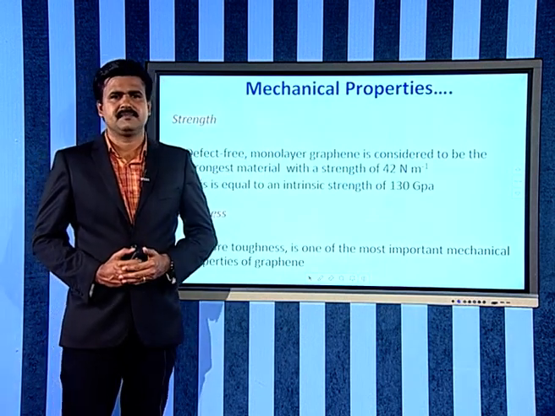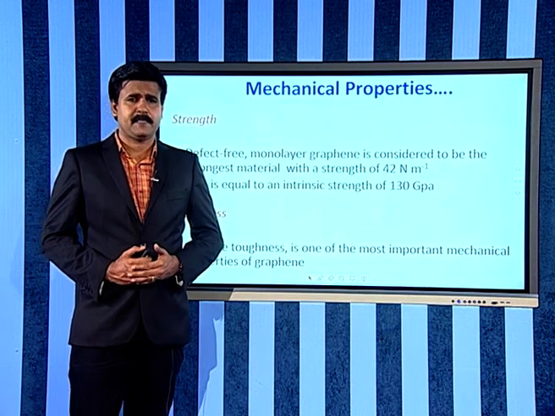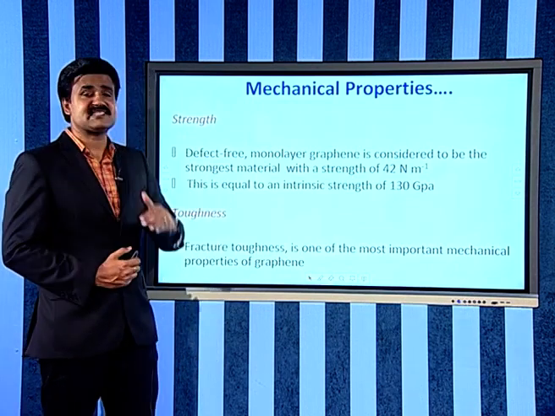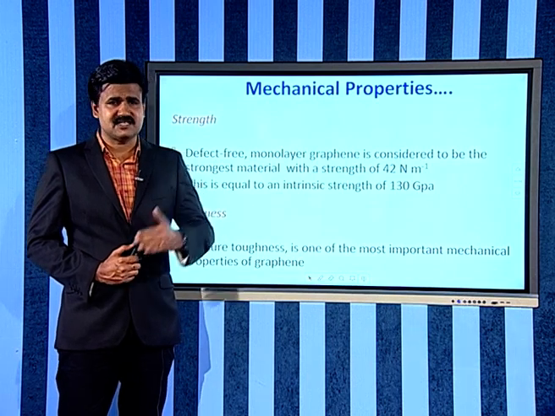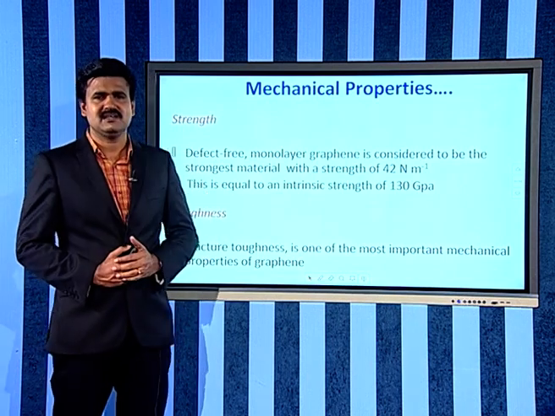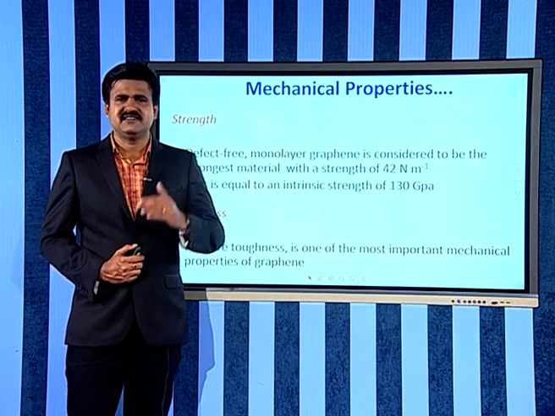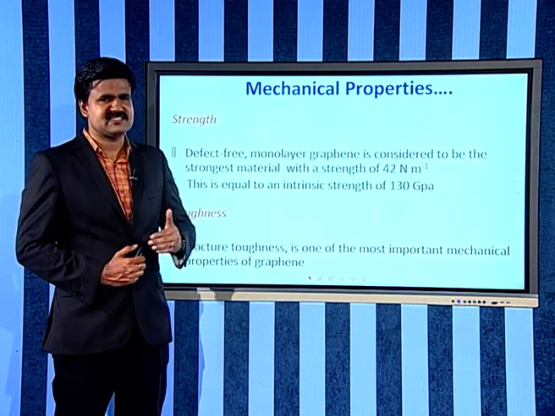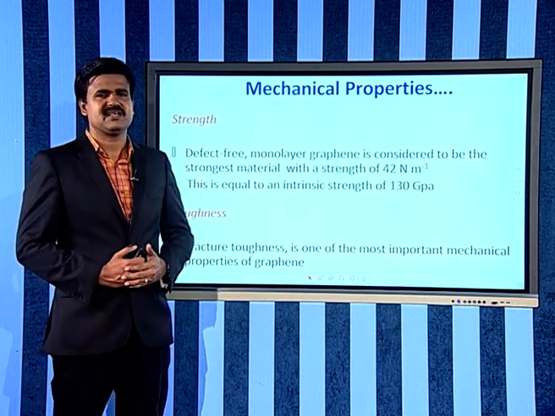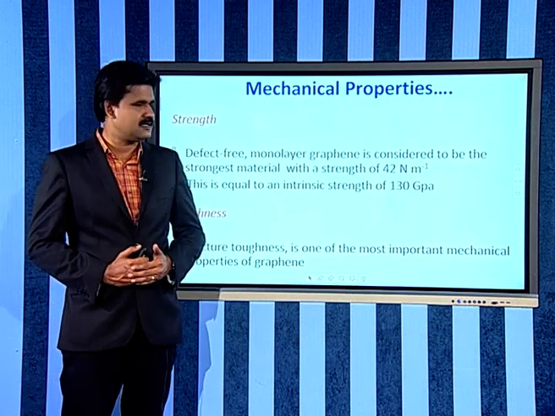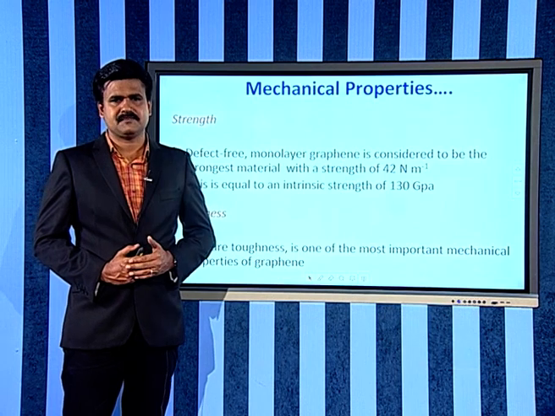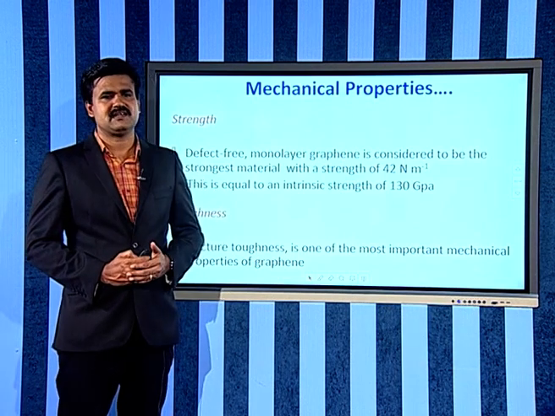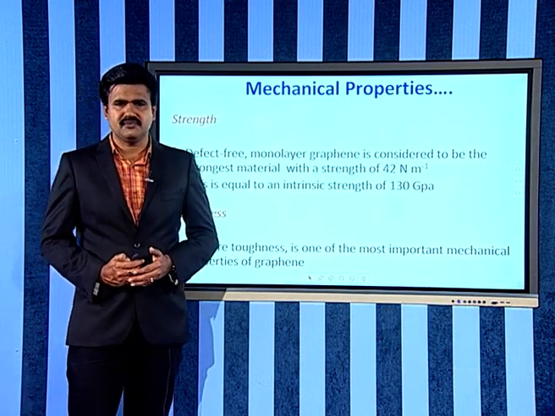Regarding the strength, defect-free monolayer graphene is considered to be the strongest material with a strength of 14 Newton per meter, which is equal to an intrinsic strength of 130 gigapascal. The toughness, fracture toughness, is one of the most important mechanical properties of graphene.